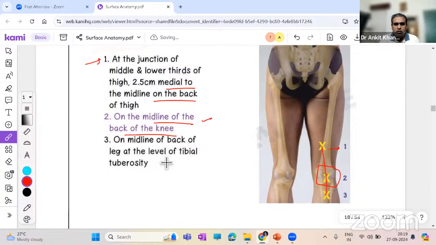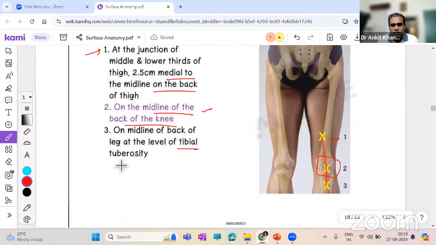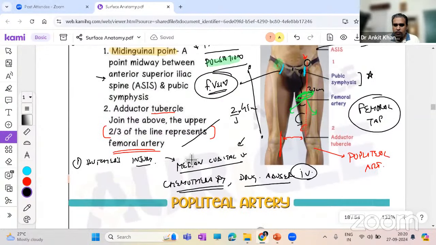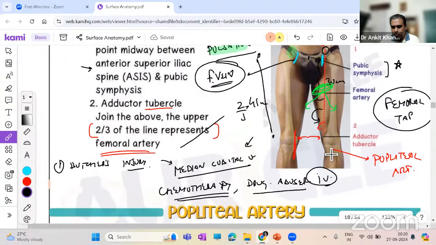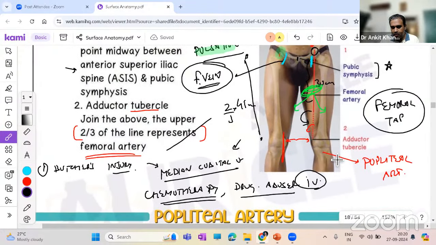So at the back of the knee, right at the midline, you will find the popliteal artery. And as you go below, the back of the leg at the level of the tibial tuberosity. What is the tibial tuberosity? It's a landmark on the tibia bone. How to identify it? Let me tell you that also. Let us see an anterior image. See over here, if I slightly zoom in to show you, this area is the tibial tuberosity. I'm writing TT.